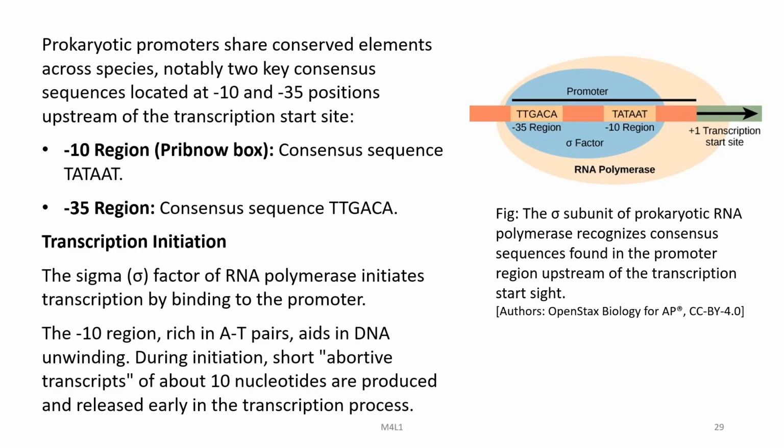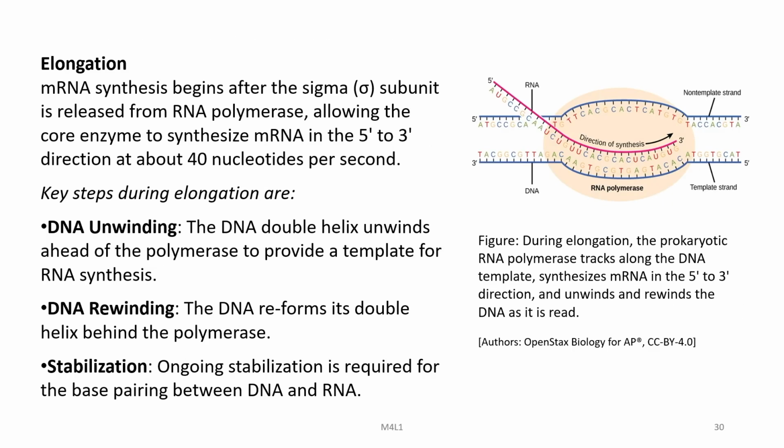Then, once the initiation is over, the next phase is the elongation phase. So, the mRNA synthesis begins after the sigma subunit is released from the RNA polymerase, allowing the core enzyme to synthesize mRNA in the 5' to 3' direction at about 40 nucleotides per second. And then the key steps in this elongation process are: number one, DNA unwinding. The DNA double helix unwinds ahead of the polymerase to provide a template for RNA synthesis.